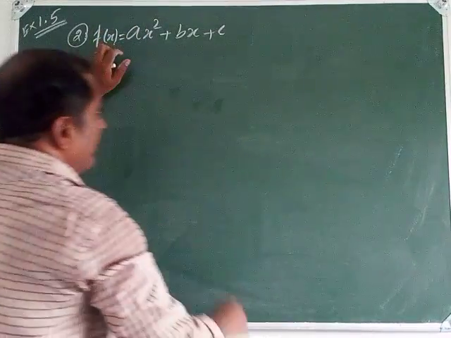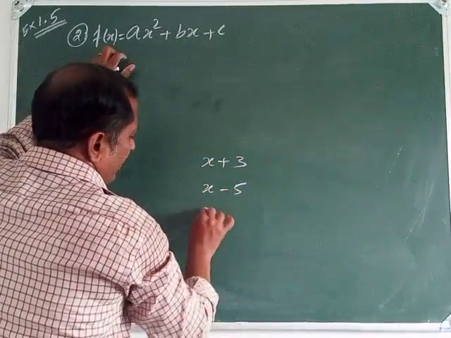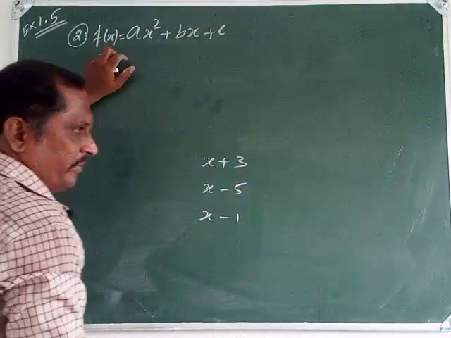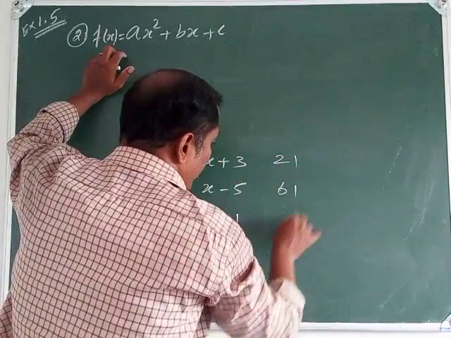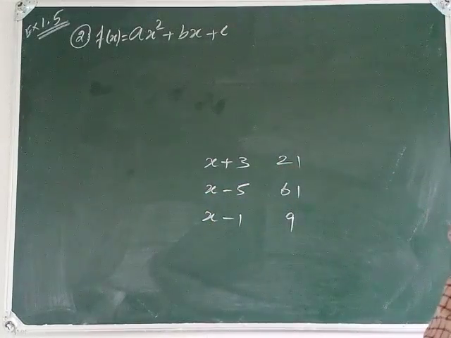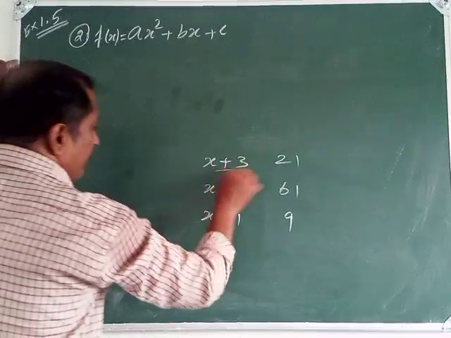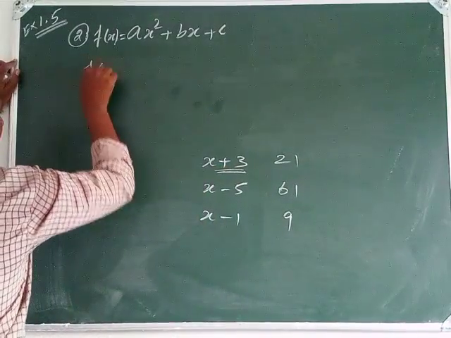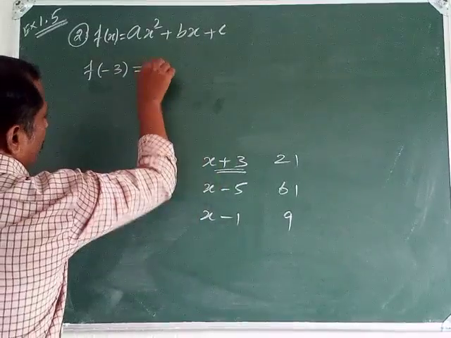This polynomial is divided by x plus 3, x minus 5 and x minus 1, the three polynomials. We get the remainders 21, 61, 9. About x plus 3, using the remainder theorem, f of minus 3 is equal to 21.